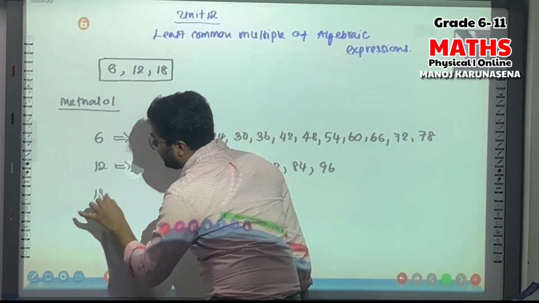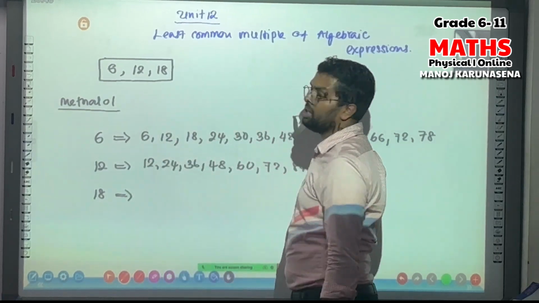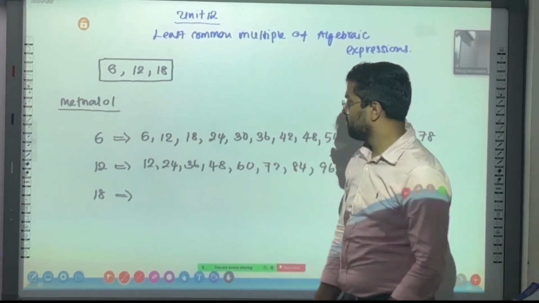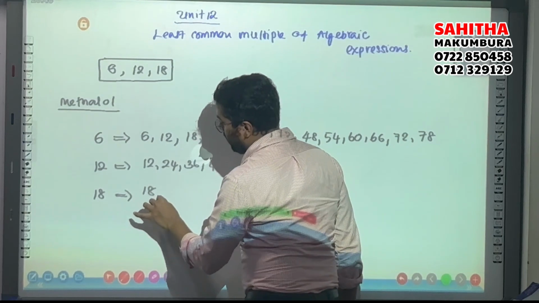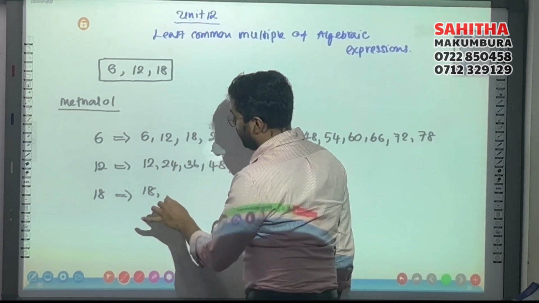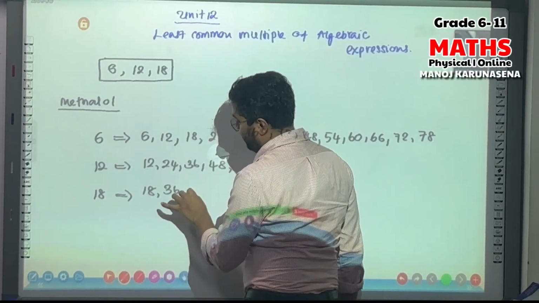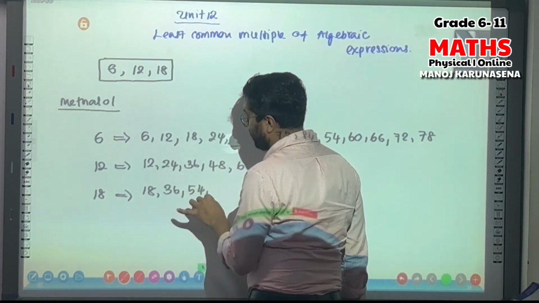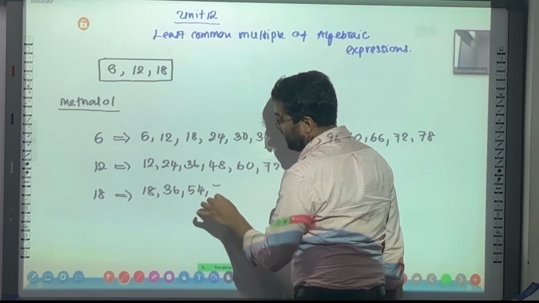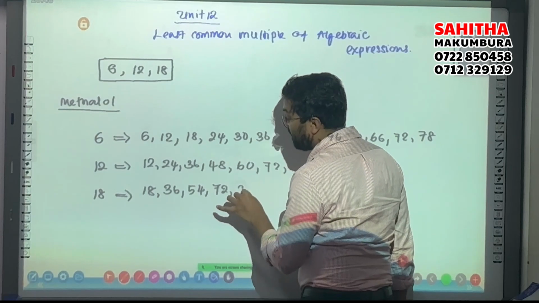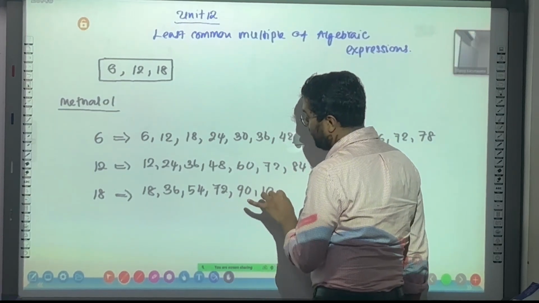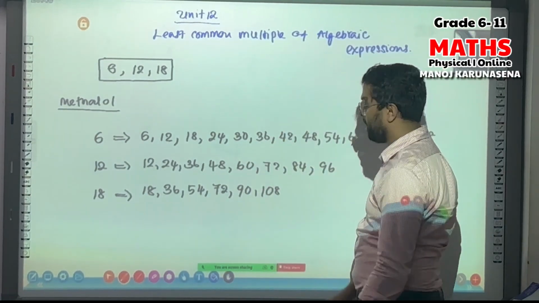Multiples of 18. What are the multiples of 18? 18, 36, 54, 72, 90, 108, and so on.